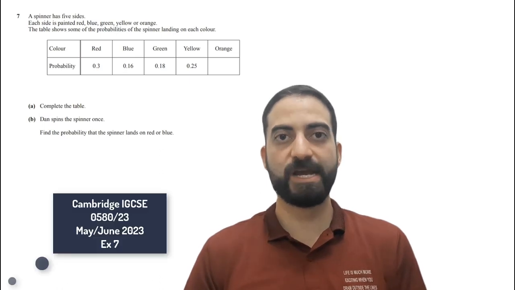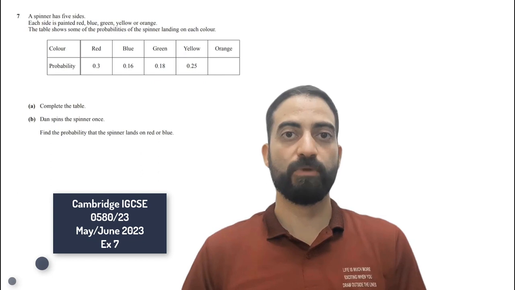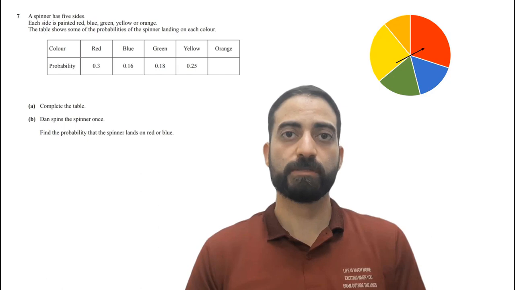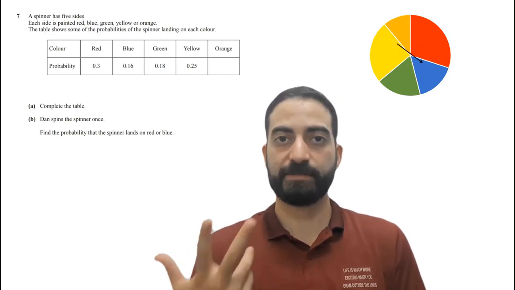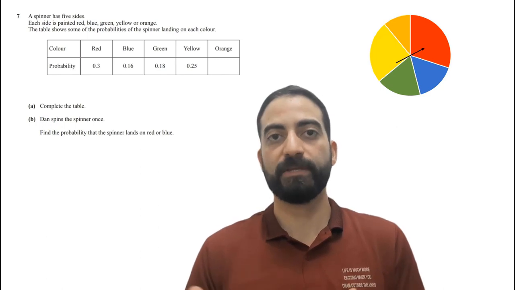We will start solving the 7th question of the Cambridge IGCSE 2023 competition. In this question, we have this table, and it tells us that a spinner has 5 sides. Each side is painted red, blue, green, yellow, or orange. The table shows some of the probabilities of the spinner landing on each color. We are first required to complete this table.